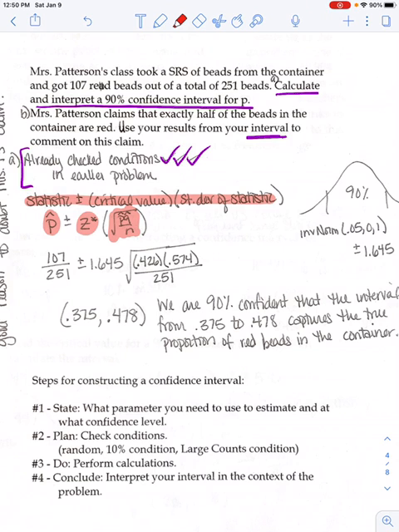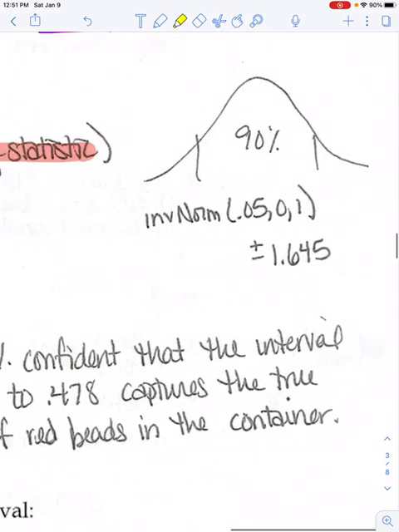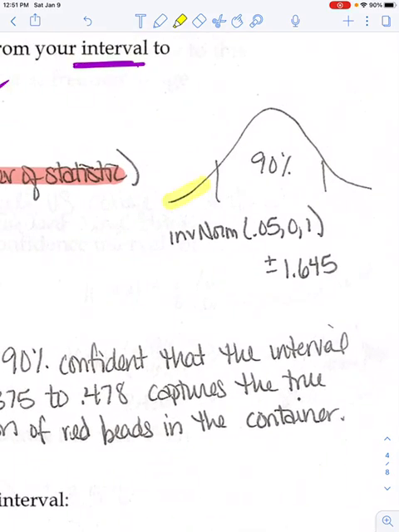All right, so my P hat is, let's see, I have 107 red beads out of 251 beads. So that's my P hat. Then I have my plus or minus, and now I'm going to go find my Z star. So I'm going to scoot over here to the right. I'm going to draw a curve. And I'm going to write, all right, I want 90% in the middle.